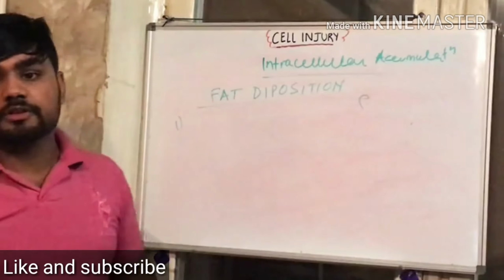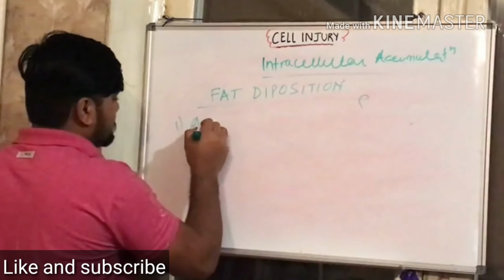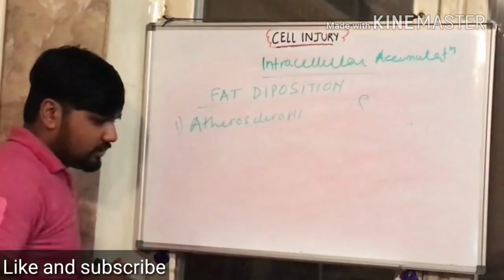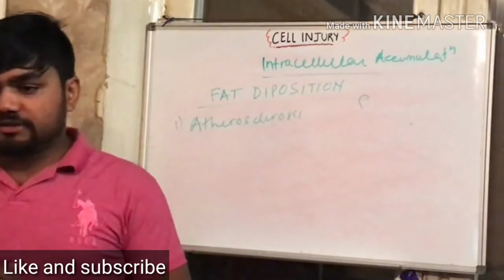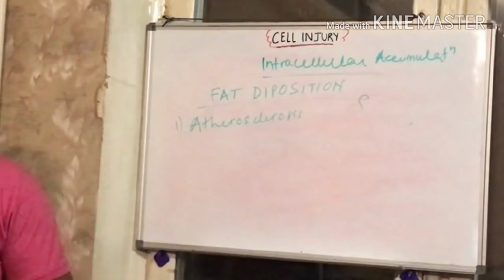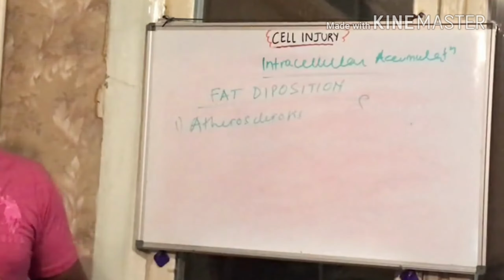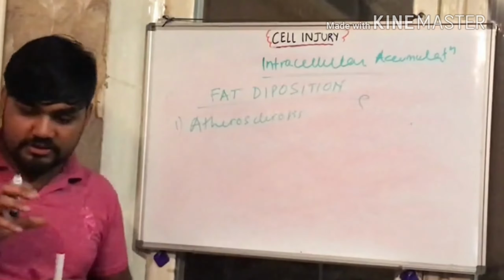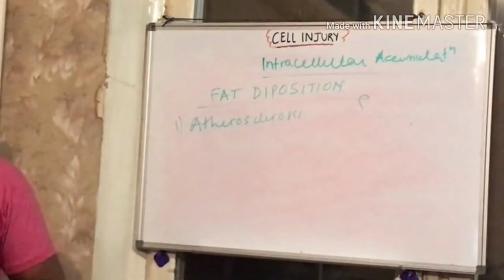Okay, fat deposition. Very first one is atherosclerosis. I will give you a general brief concept about atherosclerosis. In atherosclerosis, there is a formation of atherosclerotic plaque. In that plaque, generally what is present? Macrophages along with LDL. What is LDL? Low density lipoproteins. There is accumulation and they form a plaque, that is atherosclerotic plaque. So fat deposition is seen in atherosclerosis.